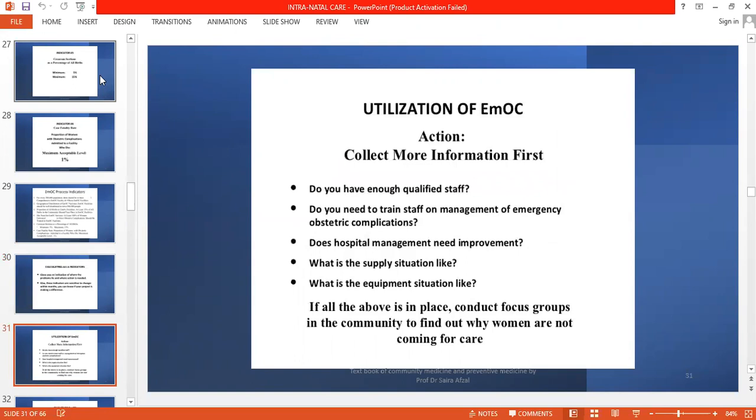Do you have enough qualified staff? Do you need to train staff on the management of emergency obstetric complications? Does hospital management need improvement? What is the supply situation like? What is the equipment?